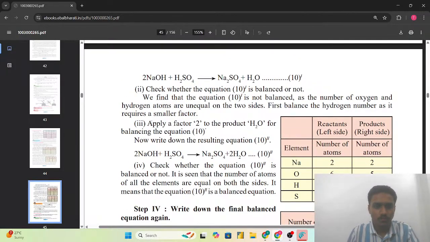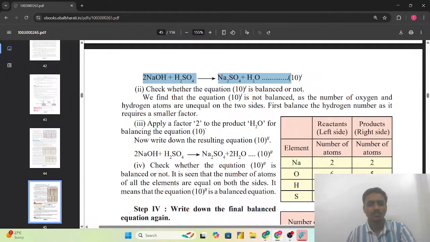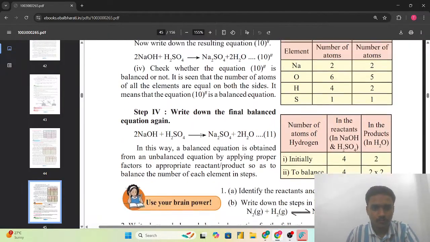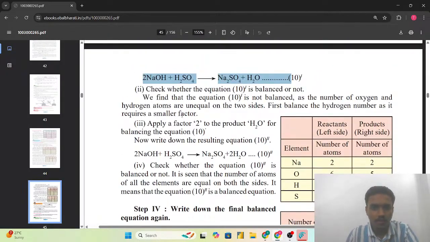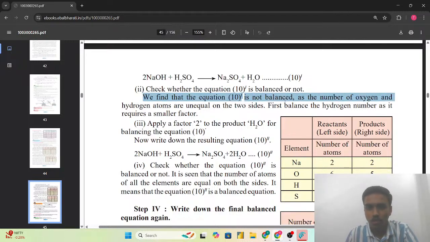So that only we have given here, and we have to write down this table about what conclusion we have drawn from this equation 10 dash. So अगर यहाँ पर हम देखते हैं कि we find the equation 10 dash is not balanced as the number of oxygen and hydrogen atoms are unequal on the two sides.